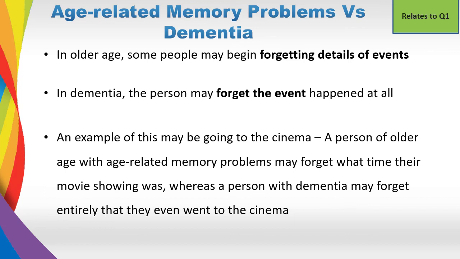So an example of this could be like going to the cinema. A person with older age-related memory loss could forget what time they went to go see the movie at, whereas if a person has dementia, they might entirely forget that they even went to the cinema. So there is a difference between forgetting a detail and forgetting the event altogether.